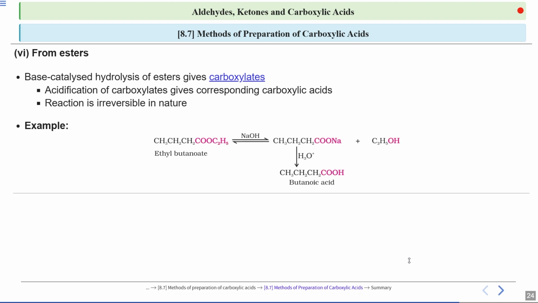If you look at this particular example, you have ethyl butanoate, which is an ester. When you treat it with base catalyzed hydrolysis, it gives you a carboxylate, and further acidification of this carboxylate gives you a carboxylic acid, which is butanoic acid. So this is CH3CH2CH2COOH. This is how, using base catalyzed hydrolysis of ester, you get carboxylate, and further acidification gives you a carboxylic acid.